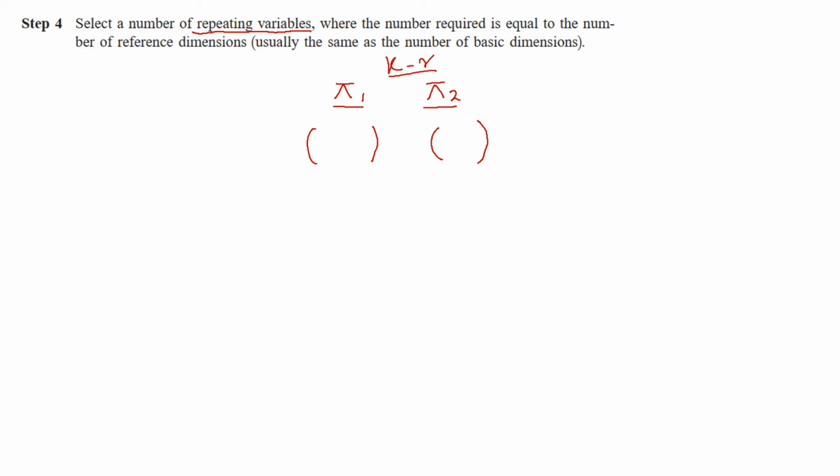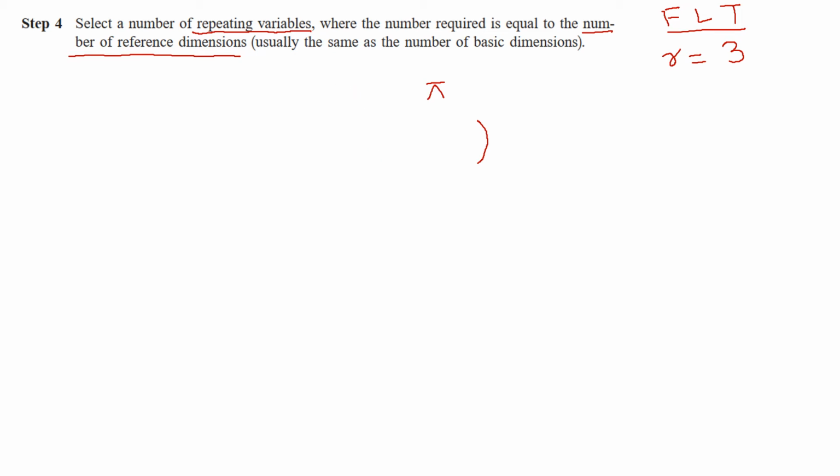But what will be the number of these repeating variables? Their number will be equal to the number of reference dimensions. And as you know, the number of our reference dimensions is 3. R is equal to 3, and these are our 3 reference dimensions. So what we need to do is select 3 repeating variables from the 5 variables that we have, and these are our variables.